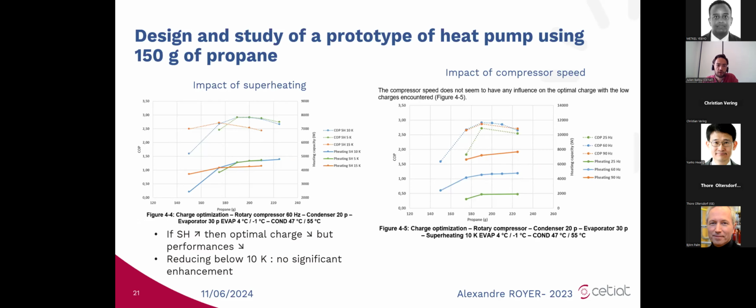So first, there was some charge optimization that was made, and different superheating temperatures were tested, and you can see the influence of superheating on the performances. And also, one interesting thing is that there is no point in reducing the superheating too much. And then on the right side, you can see the impact of the compressor speed.